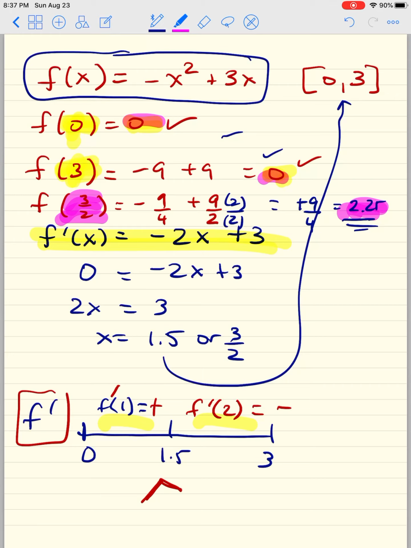And that's how we do absolute extrema of a function on a closed interval.